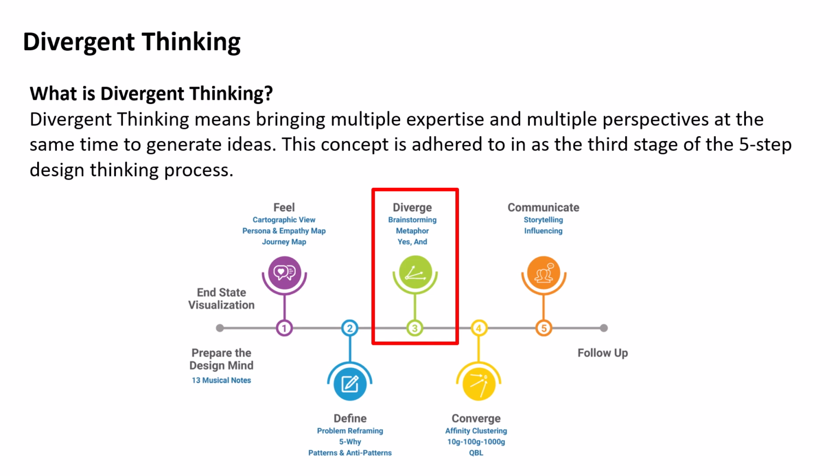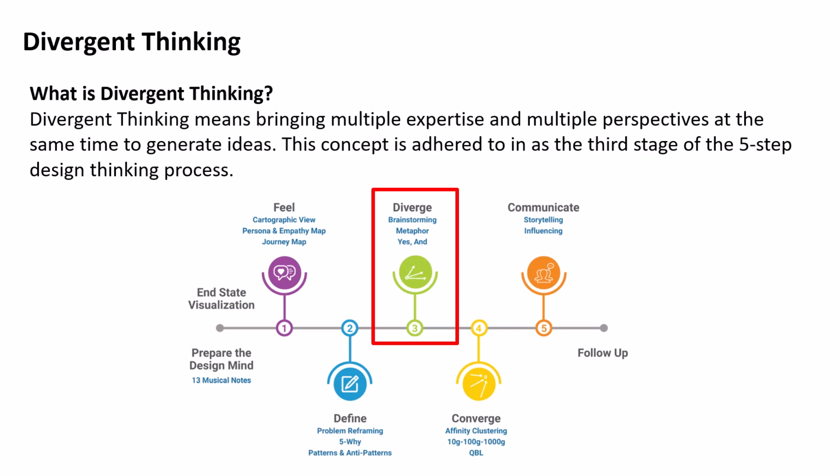Hello all. In today's class we are going to see what divergent thinking is. Divergence means bringing multiple expertise and multiple perspectives together at the same time to generate ideas. To get more diversity, we need to divide ourselves into multiple groups to generate ideas. In this phase, all participants avoid being judgmental. No idea is a bad idea.